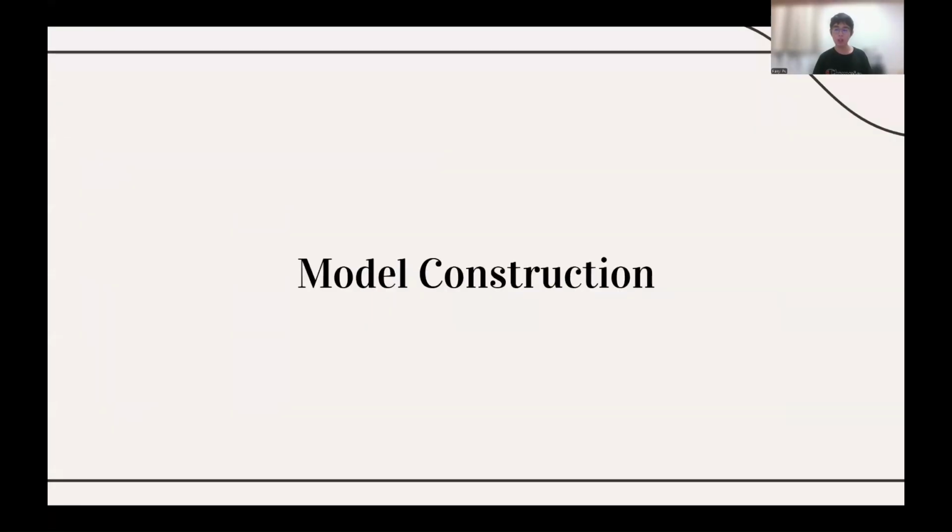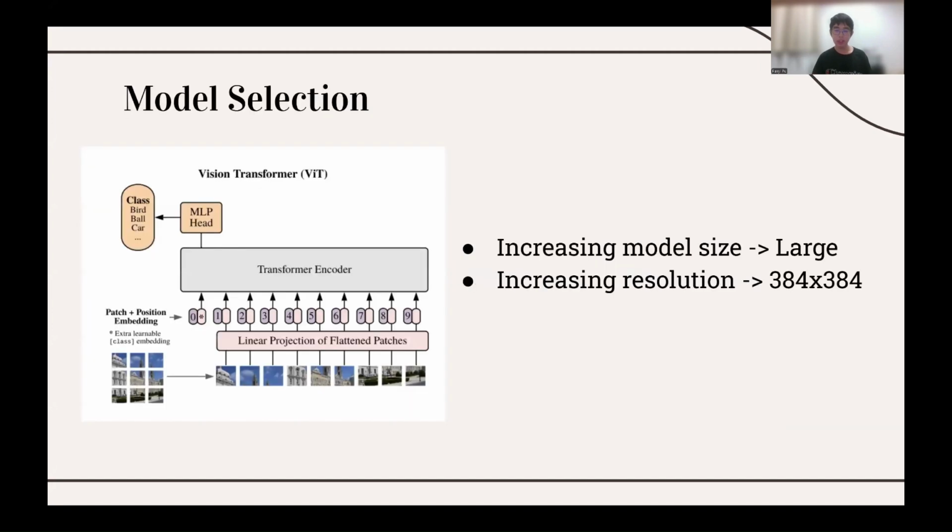Now, let's talk about model construction. Given the high complexity of this classification problem, we decided to fine-tune multiple models individually and integrate their results. In the current environment, vision transformers naturally become our first choice. Through experiments, we found that increasing the model size and the resolution effectively enhances the model's performance. Therefore, we choose ViT-Large with a resolution of 384 for our first pre-trained model.